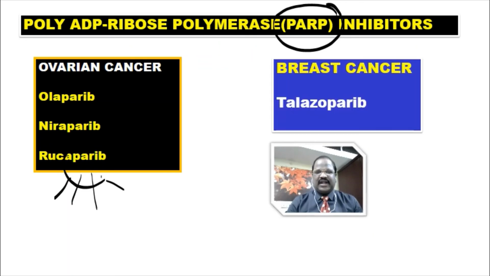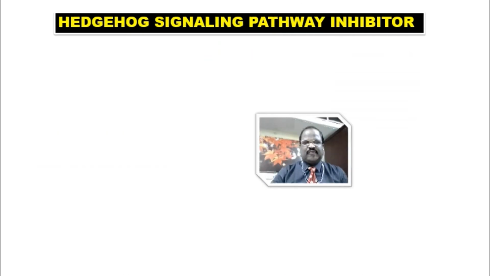And we have one latest drug called TALA, talazoparib, a newer PARP inhibitor useful for treatment of breast cancer. So there are some PARP blockers useful for treatment of ovarian cancer, and talazoparib is useful for breast cancer. So remember PARP inhibitor. Another latest important small molecule inhibitor is the Hedgehog signaling pathway inhibitor.